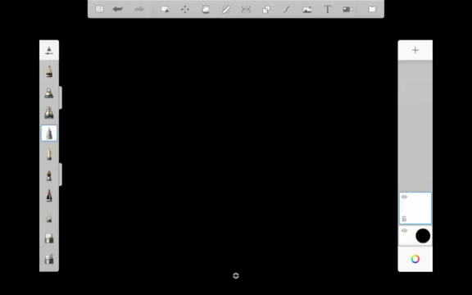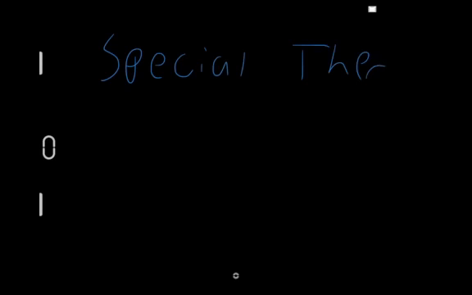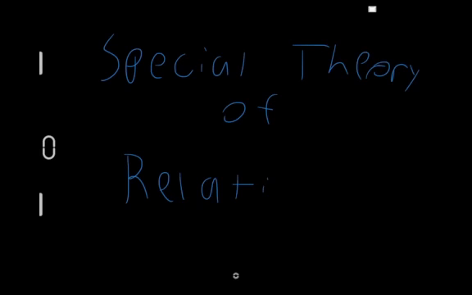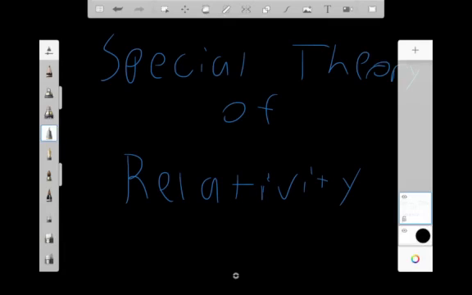Hi guys. Okay, in this video we're going to tackle Einstein's special theory of relativity. Einstein's special theory of relativity. It's a theory that Einstein devised and published in 1905.